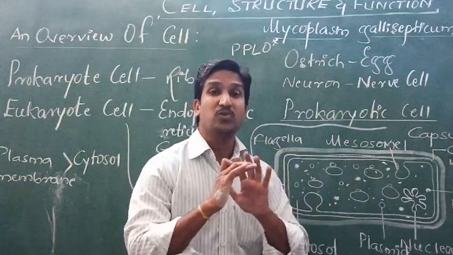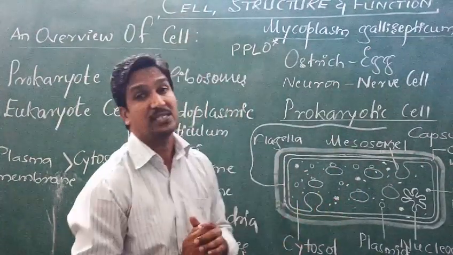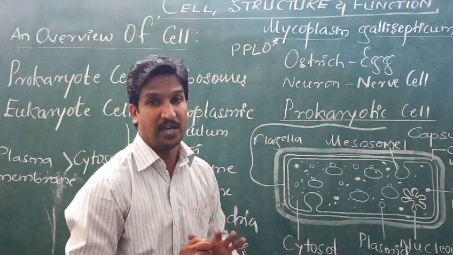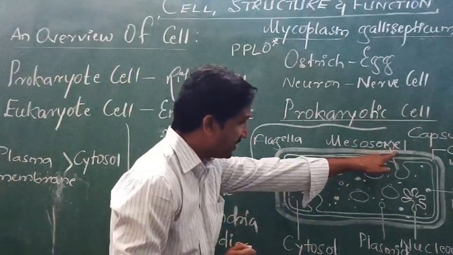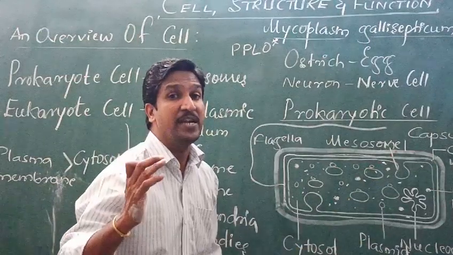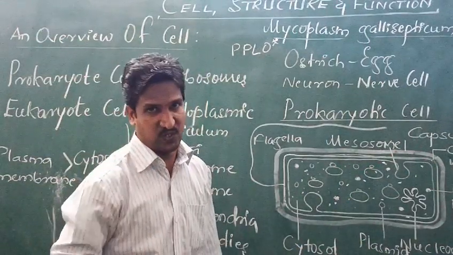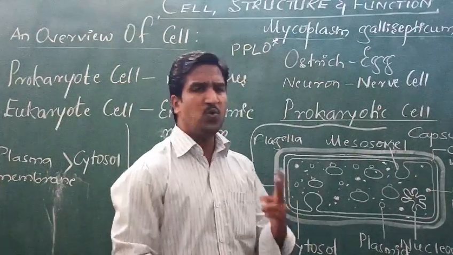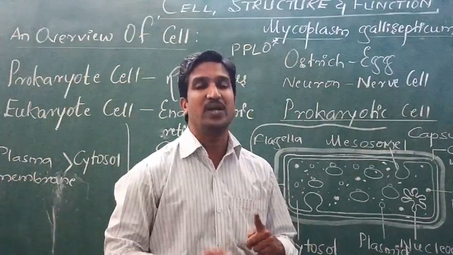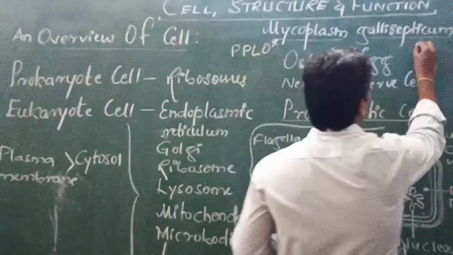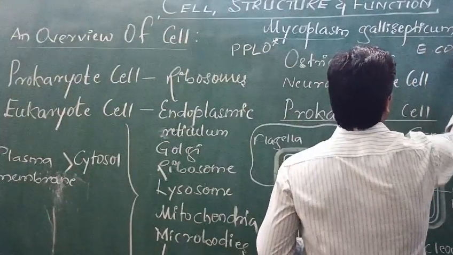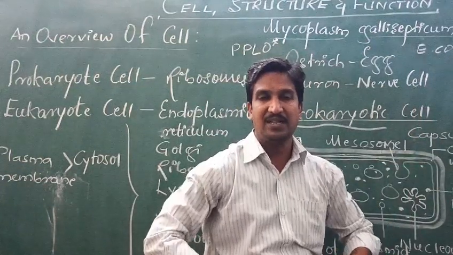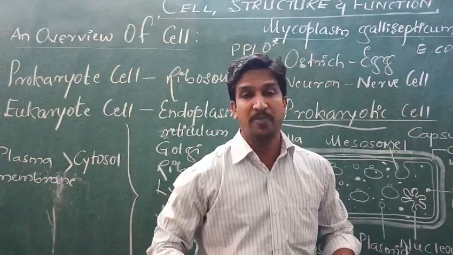And if this capsule is not present, then they are called non-capsulated, non-virulent. So it may be present, it may not be present, depends on the species. One example, if I have two bacteria, I will tell you. One is E. coli bacteria. Escherichia coli bacteria are present in the colon of human beings.